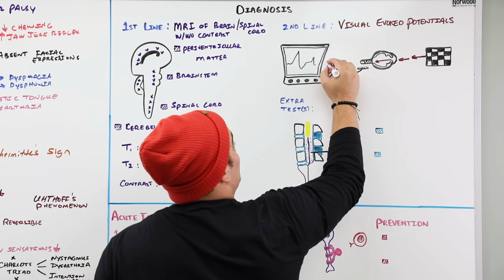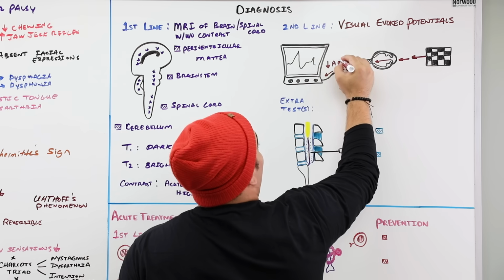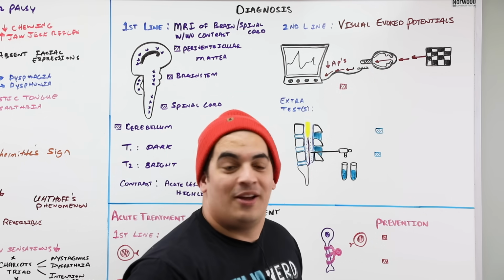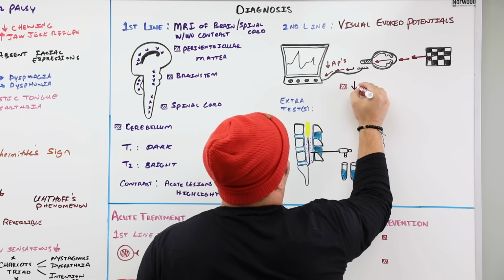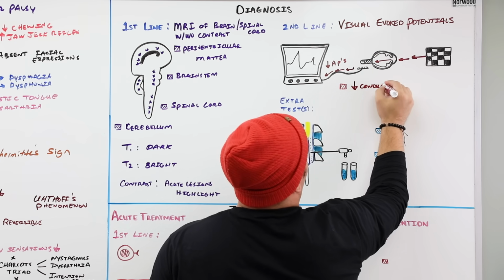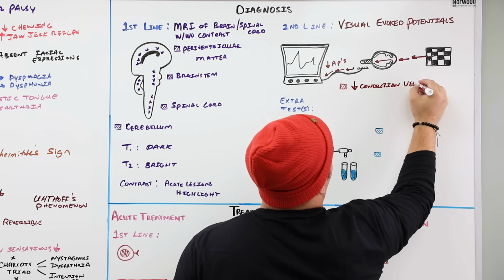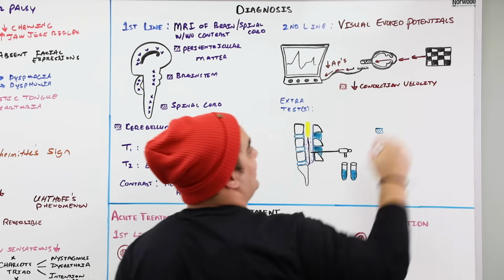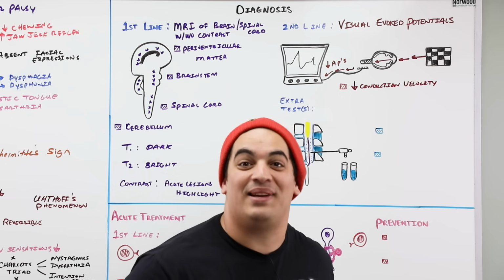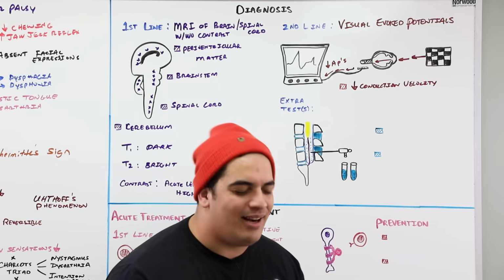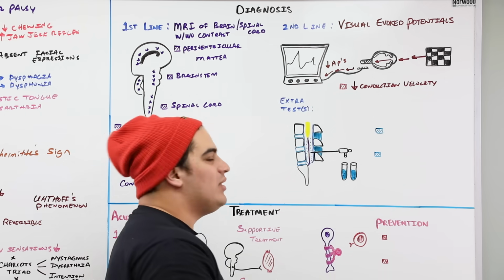The action potentials will be reduced, so the conduction velocity will be reduced. So they'll read this as what's called a low conduction velocity based upon the graphical representation when you do these visual evoked potentials, because the optic nerve is demyelinated. Man, we're smart, guys.